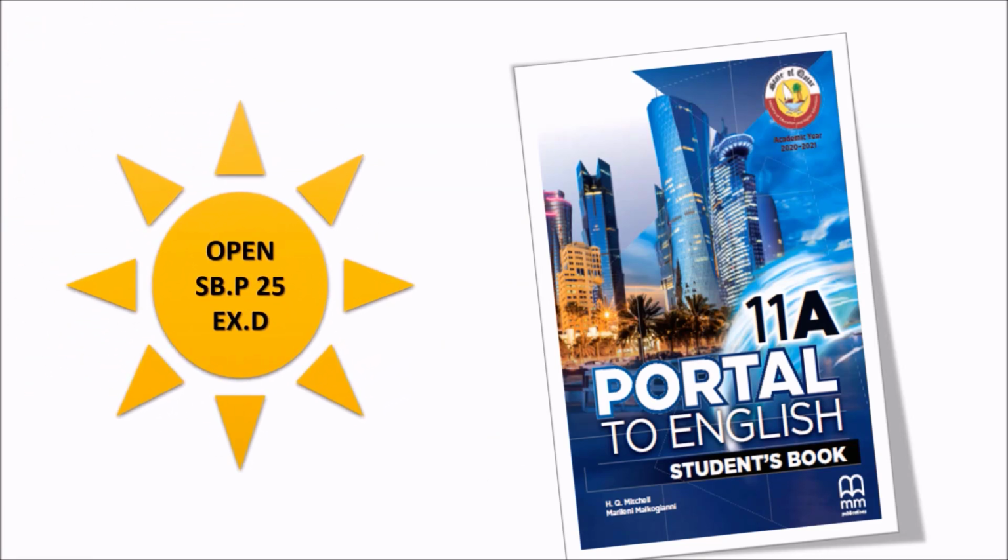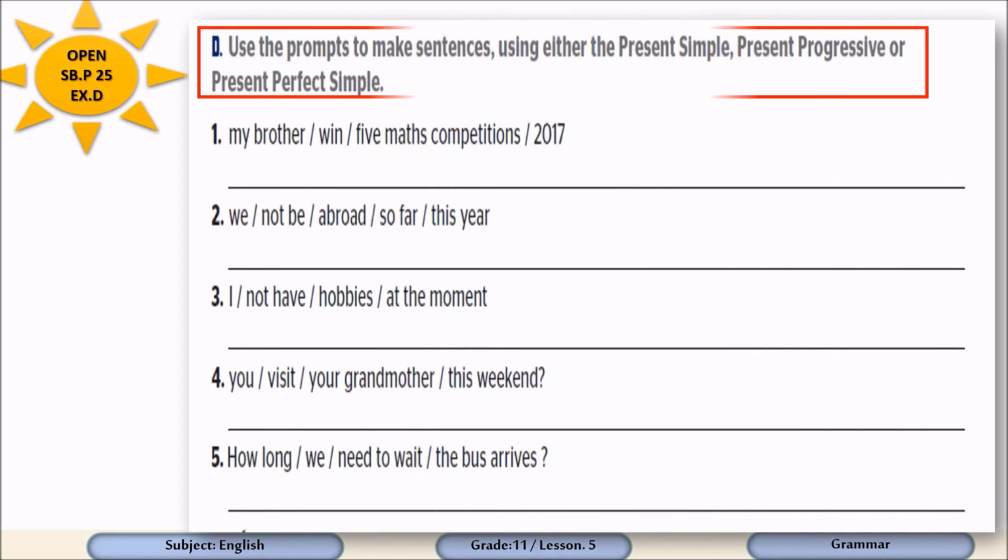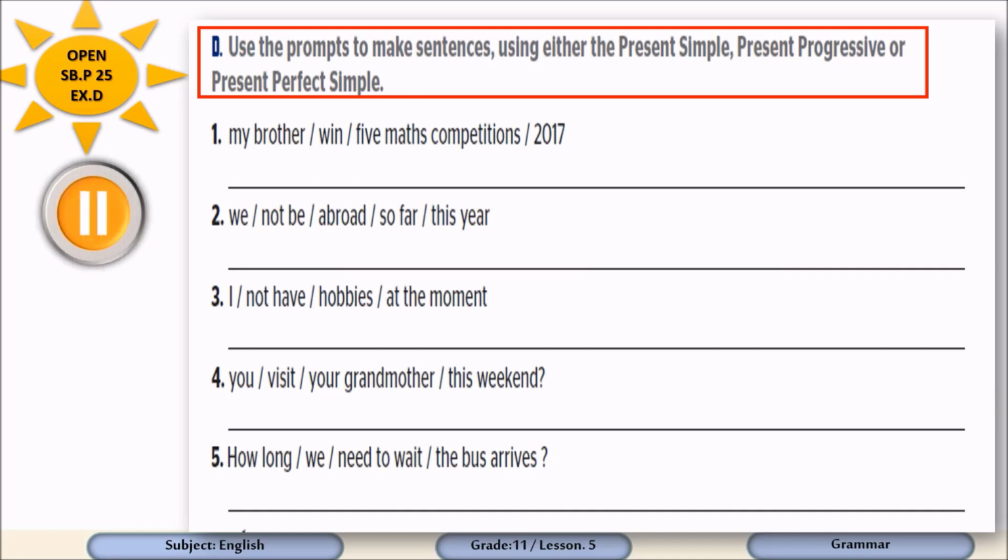Now please open your student's book, page 25, exercise D. Use the prompts to make sentences using either the present simple, present progressive, or the present perfect simple tense. Dear students, please pause the video for some time, go through the sentences 1 to 5, then use the correct tense. After that, get your answers ready, then play the video again in order to check your answers. Let's go.